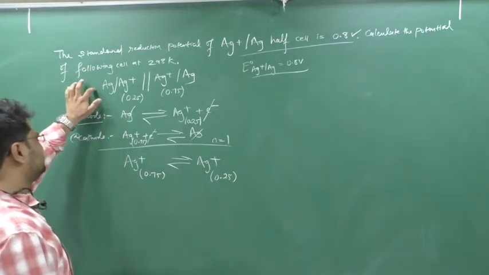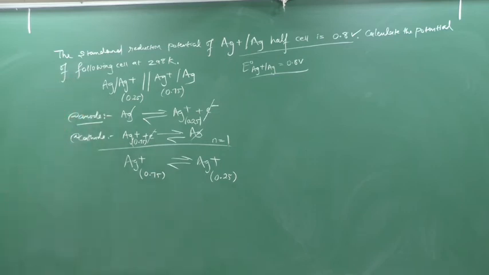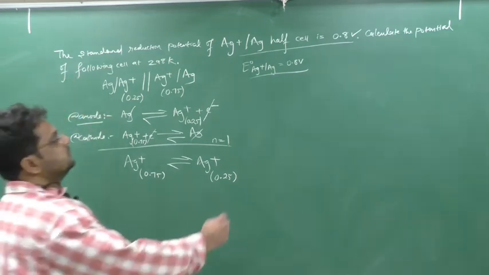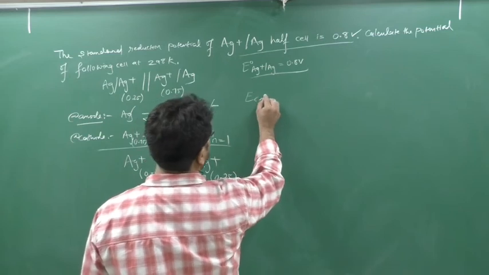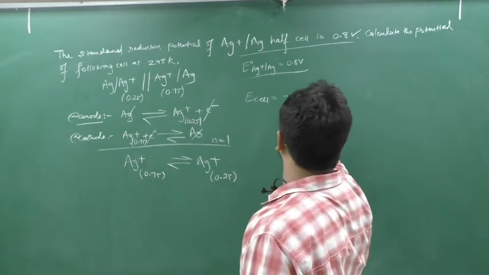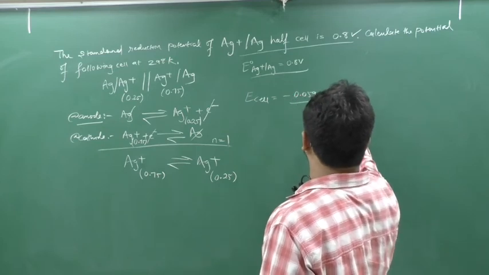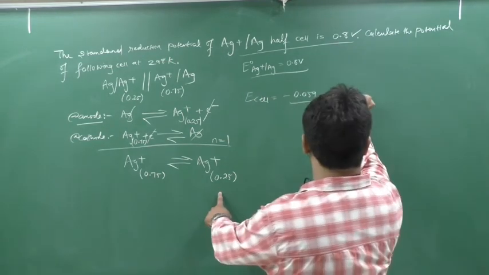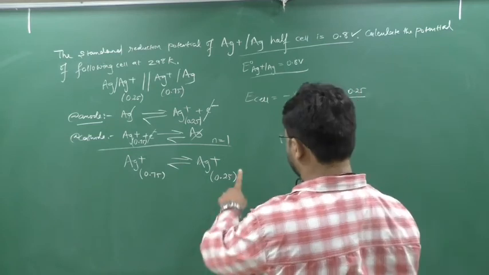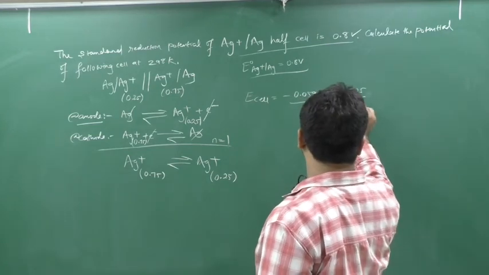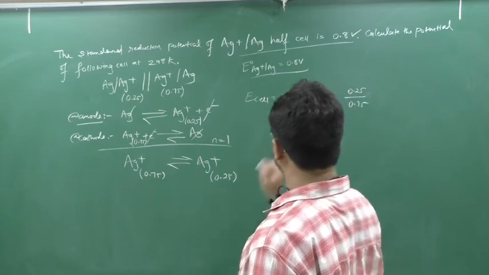As we know, E naught cell will be 0 as it is a concentration cell. So directly write the equation: E cell equals minus 0.059 by n, where n is 1, log to the base 10 of the concentration of product, which is 0.25, upon the concentration of reactant, which is 0.75. Clear?